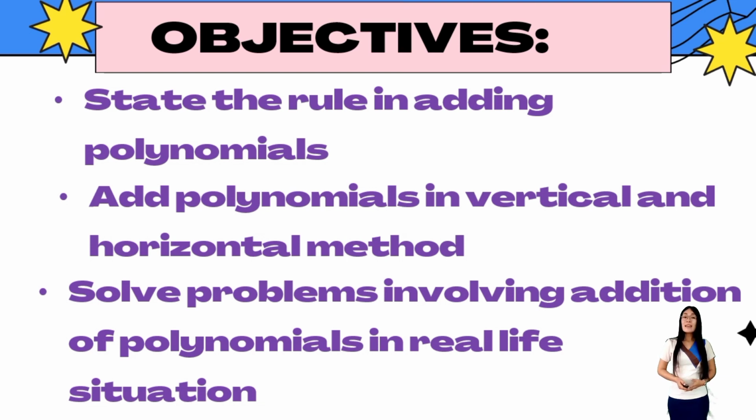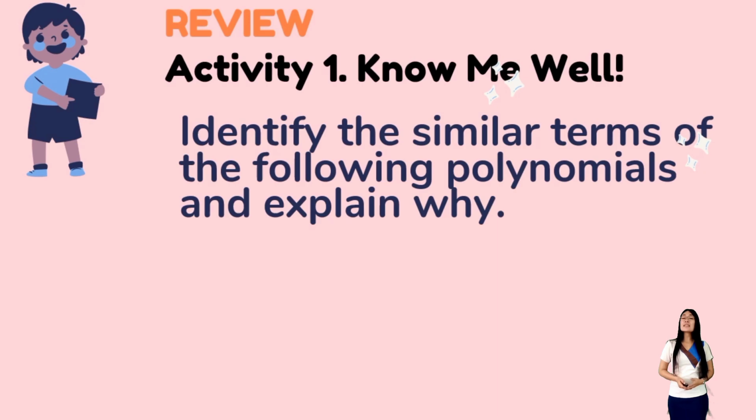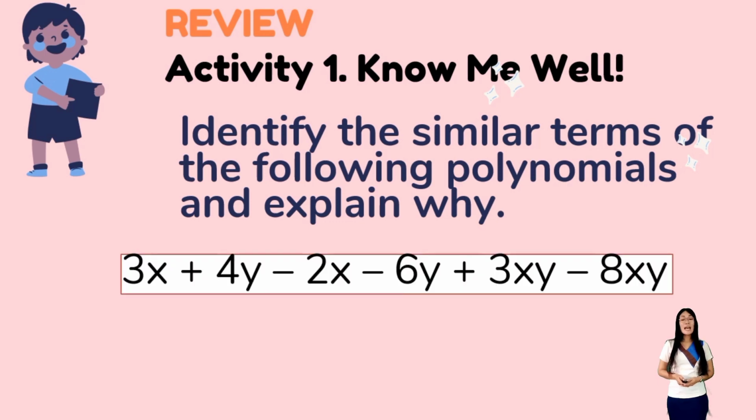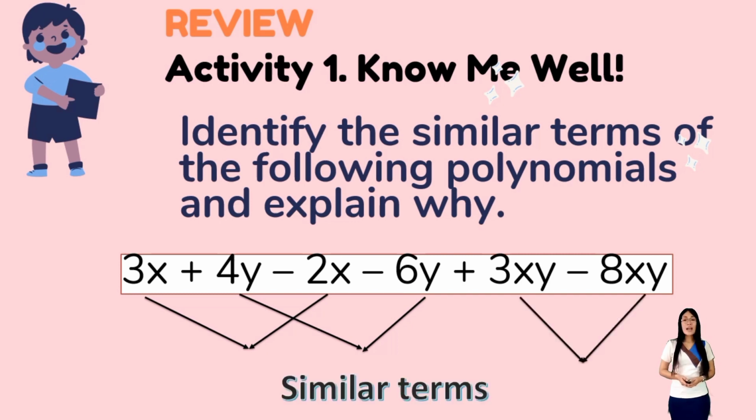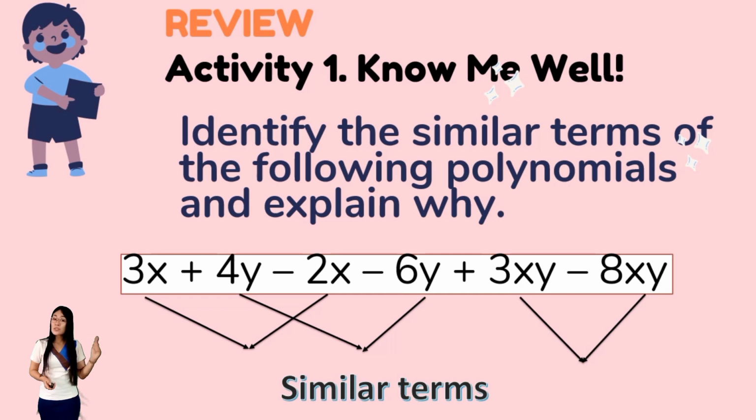But before that, let's review on how to identify similar terms of the following polynomials. In these polynomials, what do you think are the similar terms? That's right, it is 3x and negative 2x. Next, 4y and negative 6y. And the last one, yes, that's correct. It's 3xy minus 8xy. Why they are similar terms? That's right, because they have the same literal coefficient and exponent.